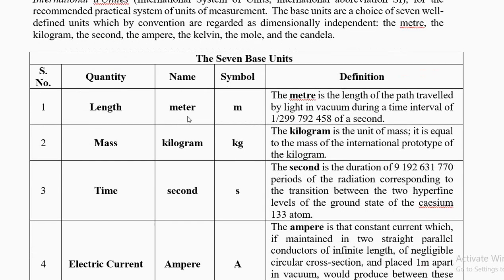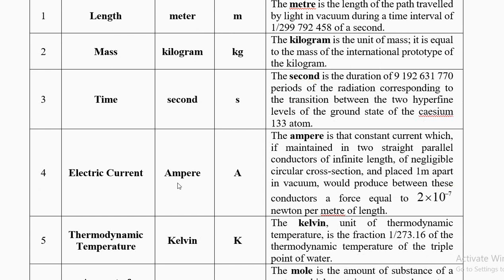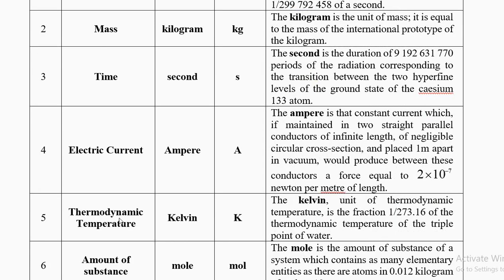So for length, we'll be using meter, and the symbol is small m. For mass, we'll be using kilogram, and the symbol is kg, small k, small g, lowercase. For time, we'll be using seconds, and the symbol is s. For electric current, it is ampere, and the symbol is capital A. For temperature, we will be using Kelvin as the base unit. It's not centigrade, it's not Fahrenheit.